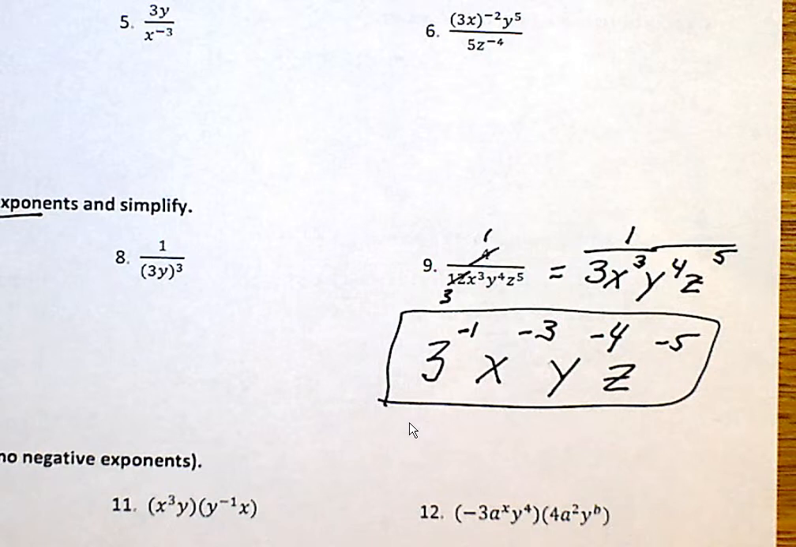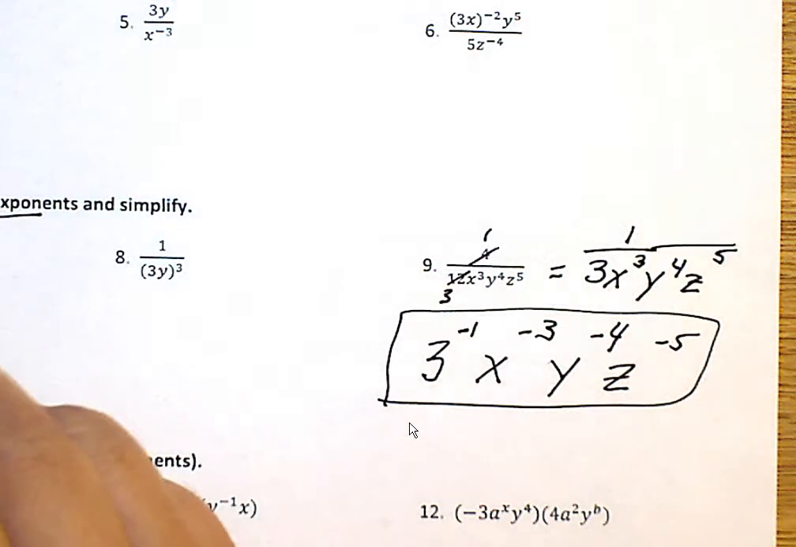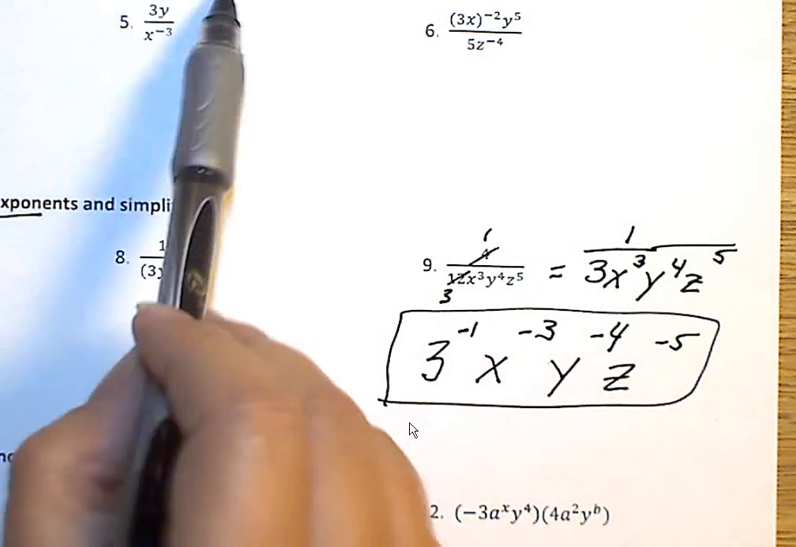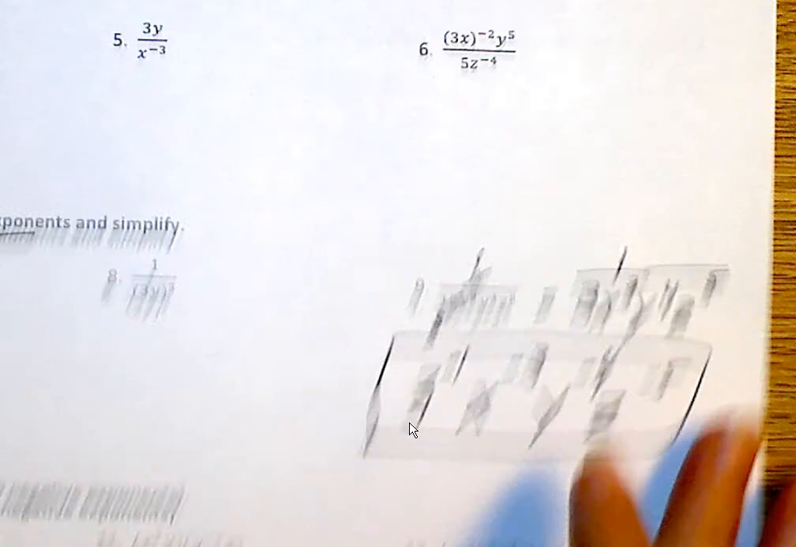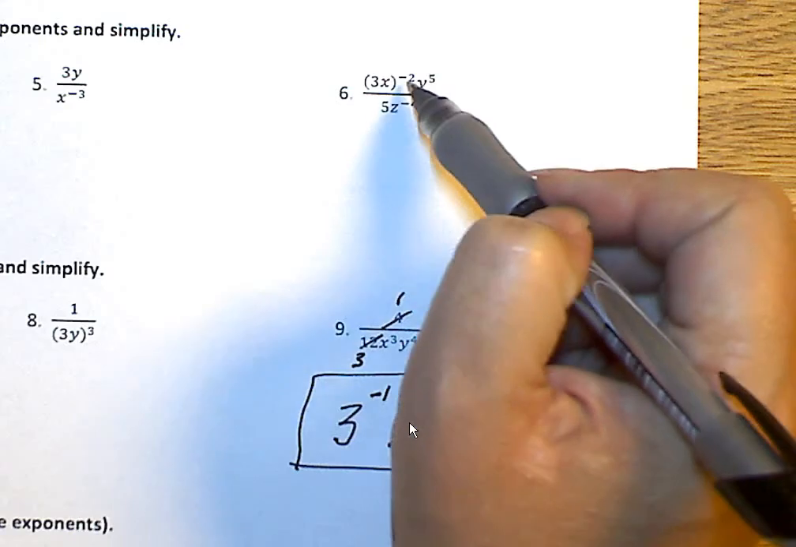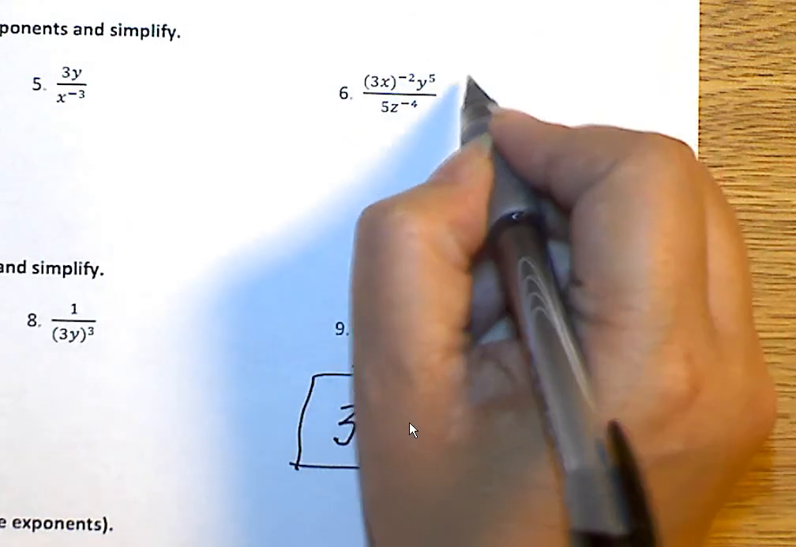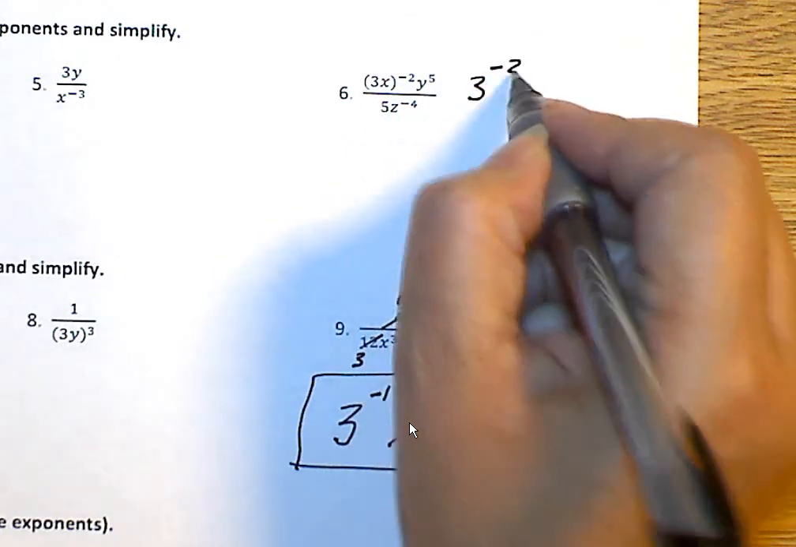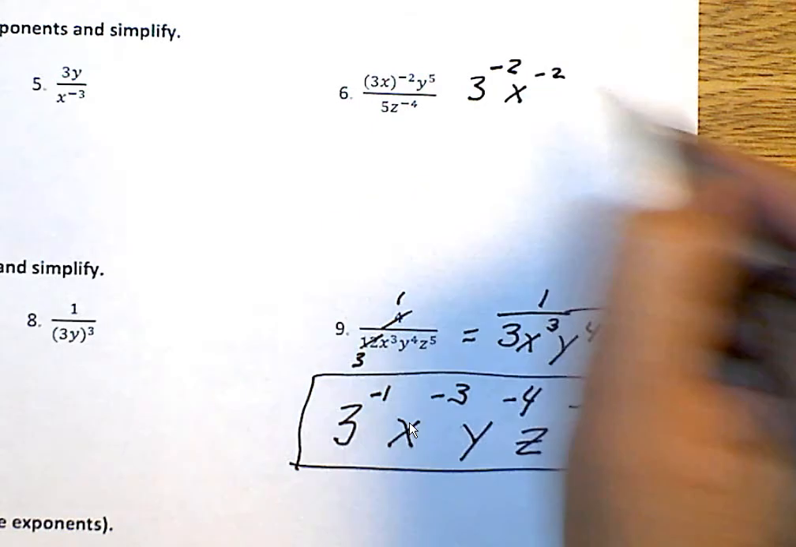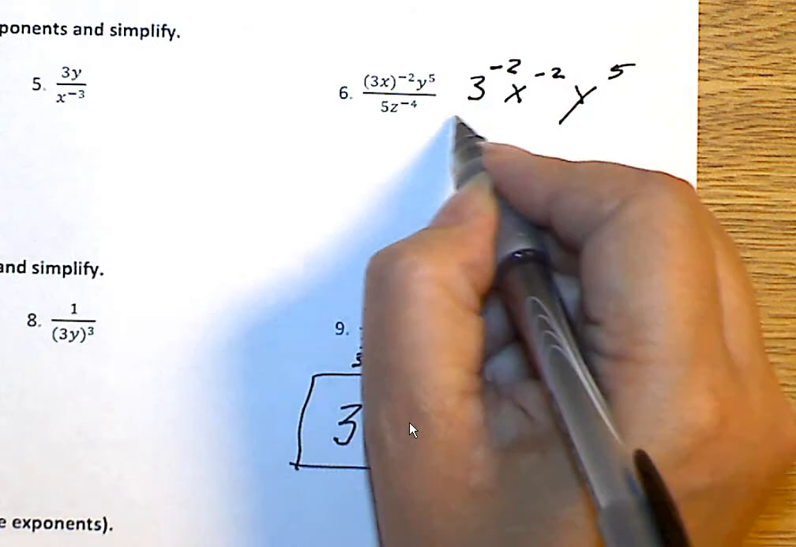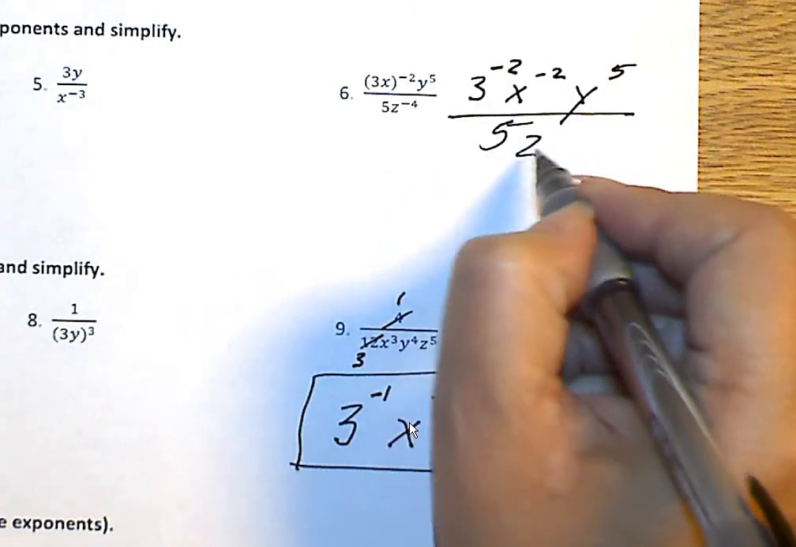Alright, other ones from yesterday's? Questions from yesterday's? Yes. Number 6. It says to write without using negative exponents and simplify. So they want us to do as much as we can and simplify it. The first thing we're going to do is take this negative 2 to each one of them. So I'm going to go 3 to the negative 2 and x to the negative 2. And I'm just going to bring everything down, so we have y to the 5th over 5z to the negative 4.